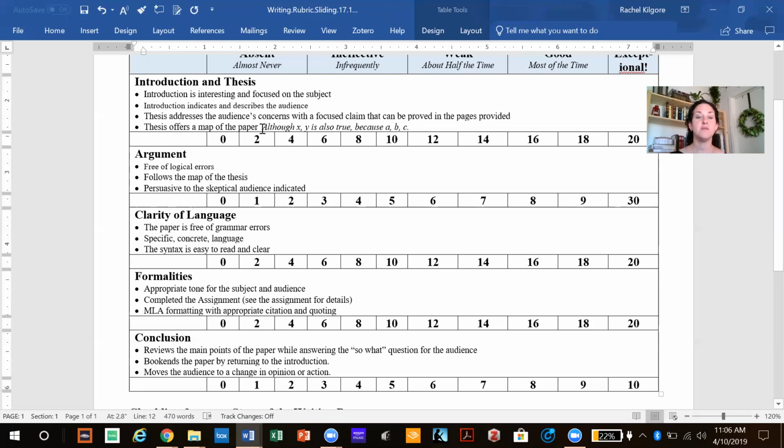So although many people argue that climate change is not important, it is actually true that the individual can make a large difference in climate change because, and here are the reasons that I'm going to give in the paper. So the A, B, and C, they become the map for the paper.